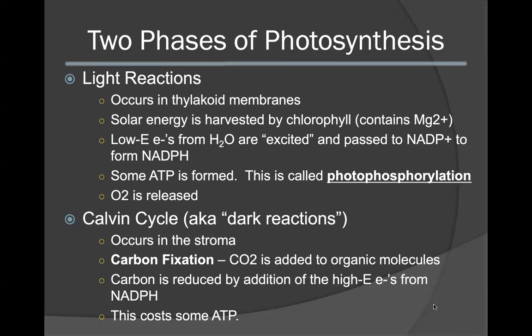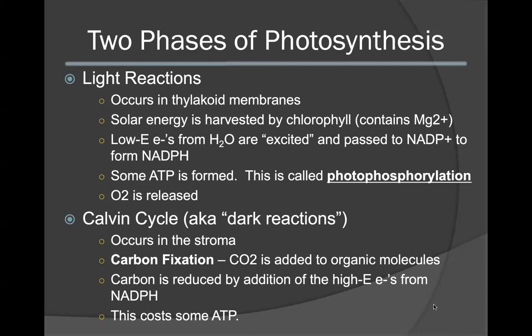There are 2 main phases to the photosynthetic process, the light reactions and the dark reactions. The light reactions occur in the thylakoid membranes. This is where the solar energy is going to be harvested by chlorophyll, which typically contains magnesium. And these low energy electrons that are going to be stripped away from water are eventually excited by the solar energy coming in. The energy from the sunlight is going to eventually be transferred to these electrons.